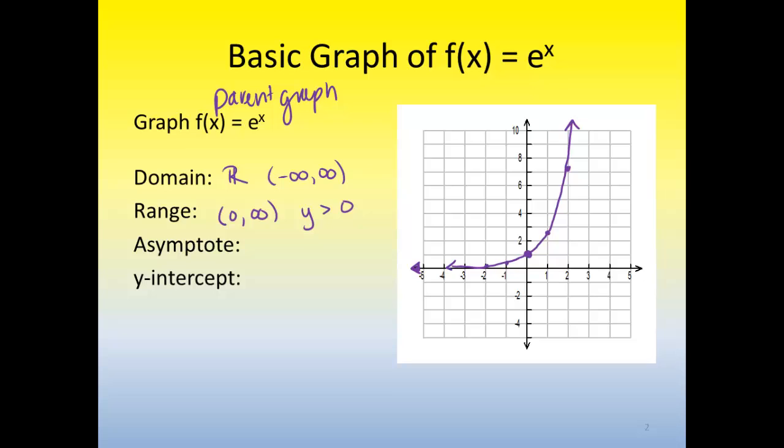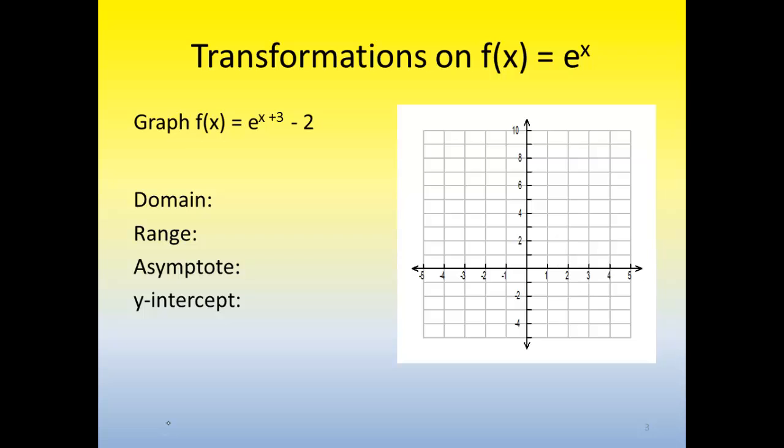My asymptote. It appears that my asymptote is going to be y equals 0. Okay, and that's where this will get very, very close to here. Okay, as we go close to the x-axis. And my y-intercept looks like positive 1. So I will have an intercept at 0, 1. That's our parent function. Let's try the next one.